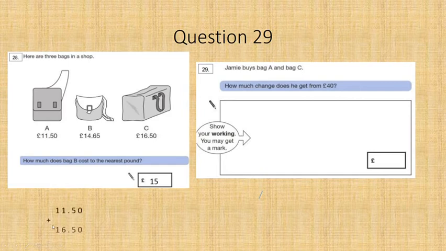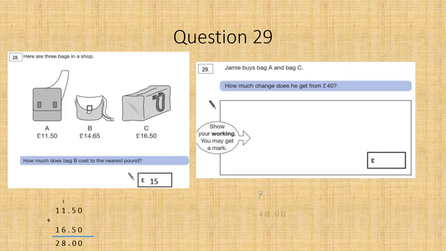11.50 plus 16.50. So the answer is going to be 0 plus 0 equals 0. And 5 plus 5 equals 10, so 0 and carry 1, but put the point. Don't forget to put the point. So 1 plus 1 equals 2, plus 6 equals 8, and 1 plus 1 equals 2. So the answer is going to be 28. And he bought it with 40 pounds. He needs to know how much change.